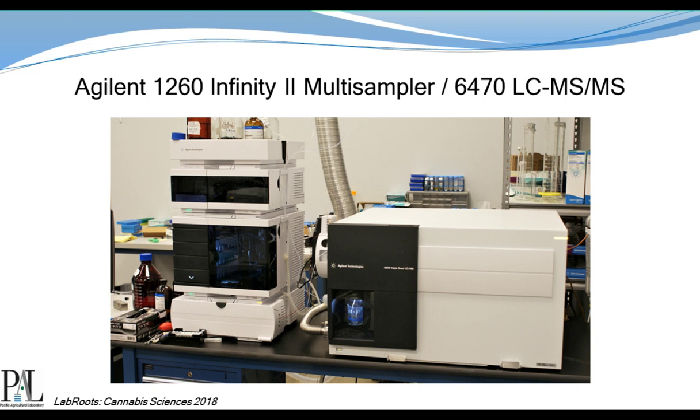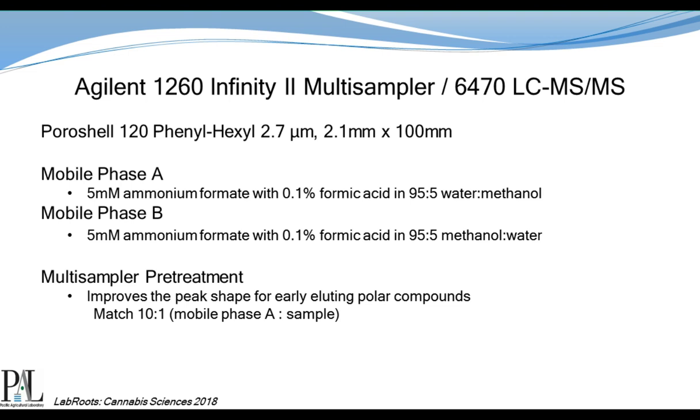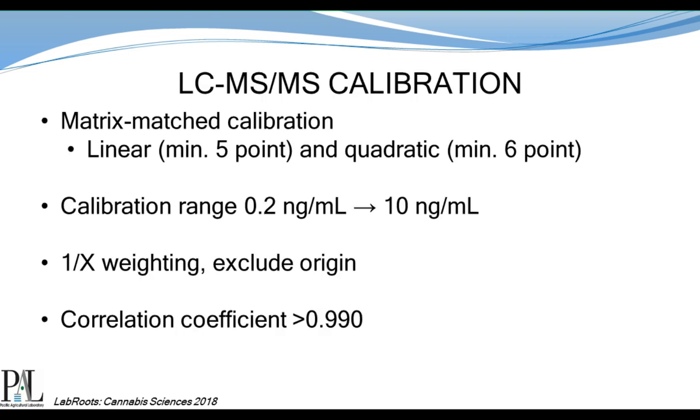Okay, so we'll kind of run through the same scenario here, looking at the LC. So we're using an Agilent 1260 Infinity II multi-sampler, and then the MS we've chosen is the 6470. Some of the other details here, we're using a porous shell phenylhexyl column, and we're using formate mobile phases. And then this multi-sampler pre-treatment, what we're doing here is we're doing the same injection volume, but we're mixing it with the mobile phase A. And so what that does is that helps focus the polar compounds so that we get much better chromatography, which is going to lead to better response.